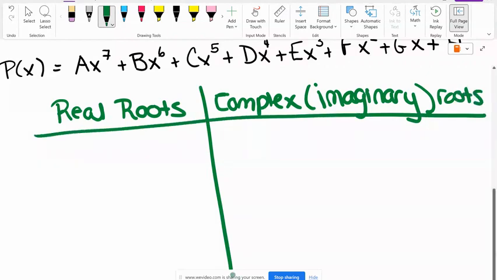Okay, is it possible that I have this polynomial, ax to the seventh plus bx to the sixth and so on, is it possible for me to have 7 real roots? Could that happen? Absolutely. If I have 7 real roots and the degree of the polynomial is 7, how many imaginary roots would I have? 0, right? Because all 7 are already accounted for as real.